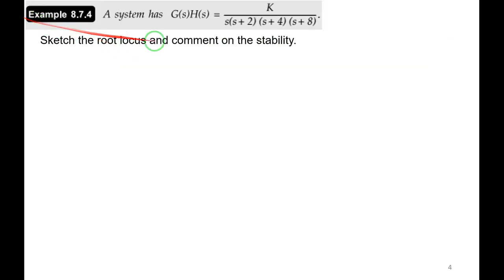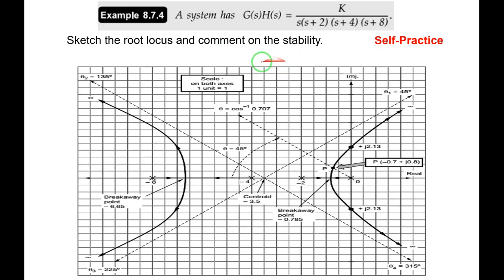G of s into h of s. Okay, the question is here. G of s into h of s is equal to k divided by s into s plus 2 into s plus 4 into s plus 8. Sketch the root locus and comment on stability. This is how the root locus looks like. I hope a few people have done it. Okay, let me solve it.